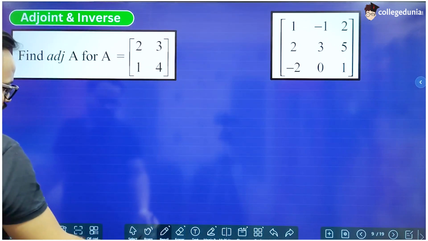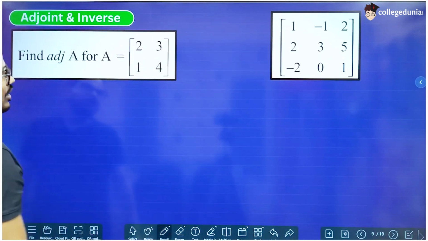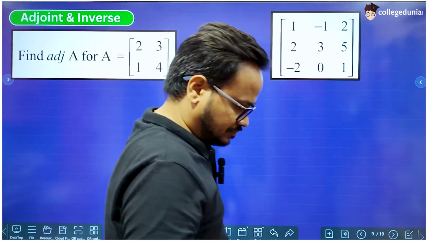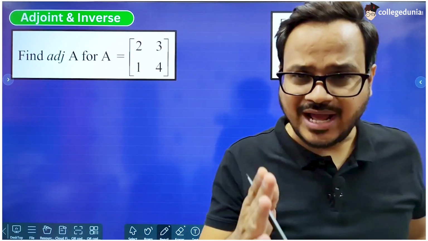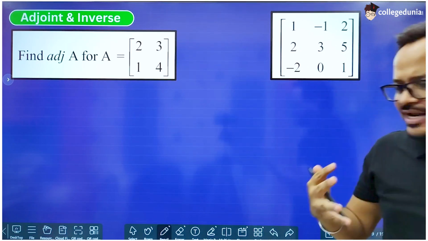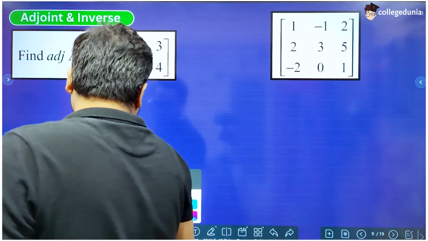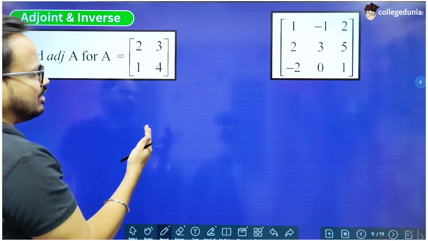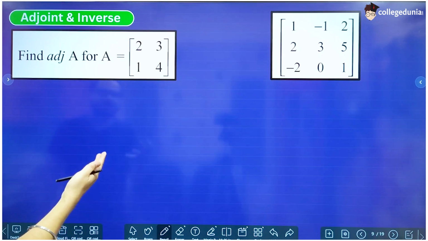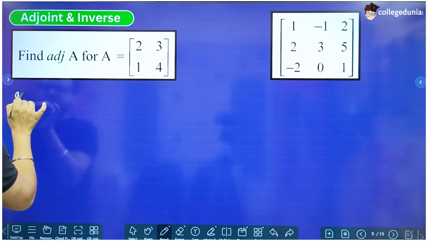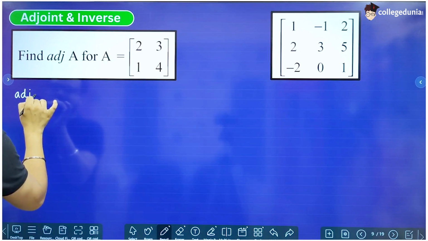Adjoint and inverse. Okay, there are two very important terms for a matrix which are called adjoint and inverse. Adjoint and inverse are very important for a matrix because there are many applications. So first we will find how we can find the adjoint or inverse of a matrix and what is the use of that.